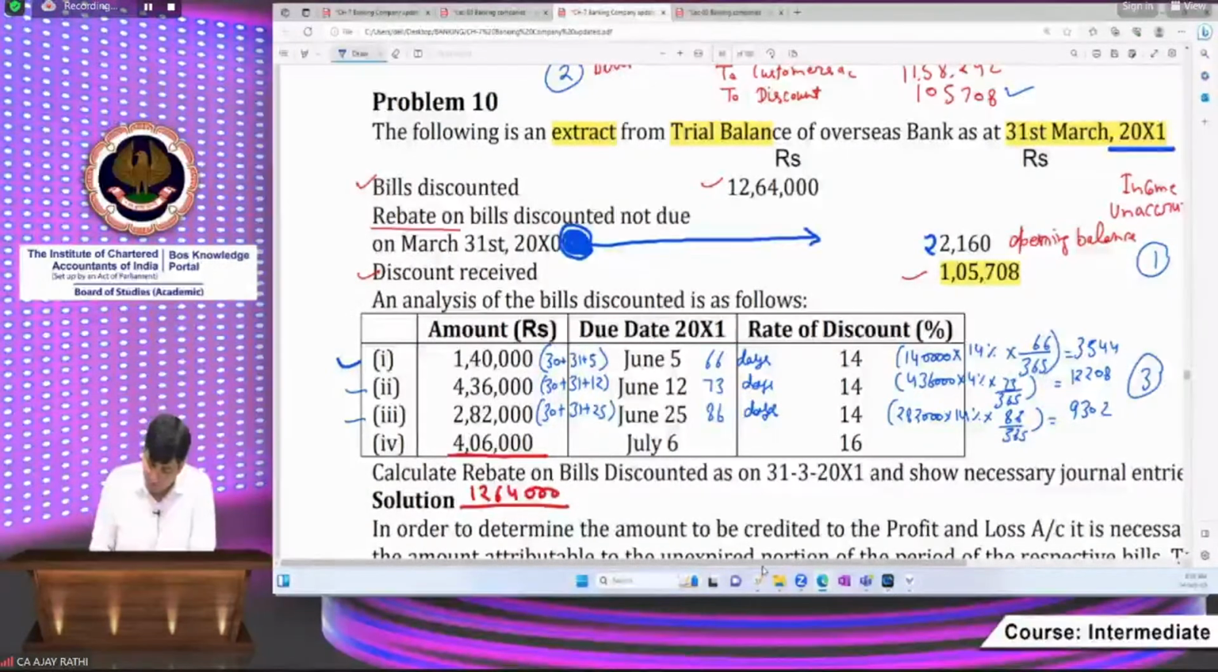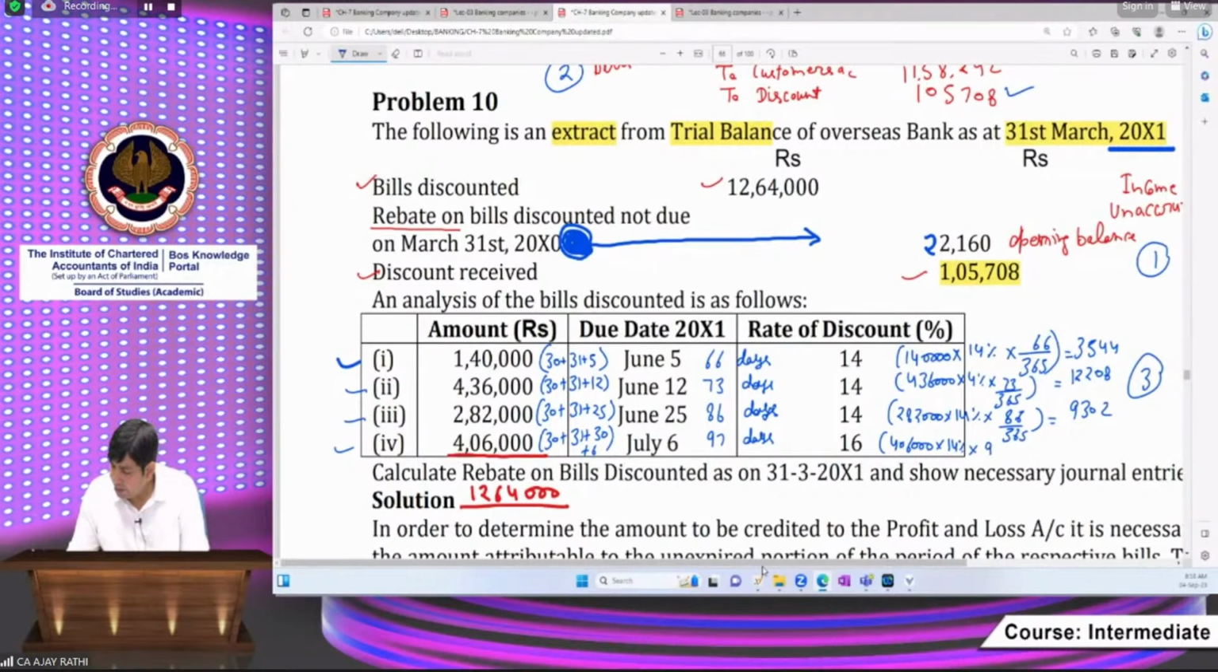Everyone, for the next bill: April, May, June 30, and then July 6. So can I say that is 97 days? Yes, sir. Can I say 4,06,000 multiplied by 14% multiplied by 97 divided by 365? And what is the amount for such? That is also very, very easy. That is 15,105. Can you please tell me the total? So easy.